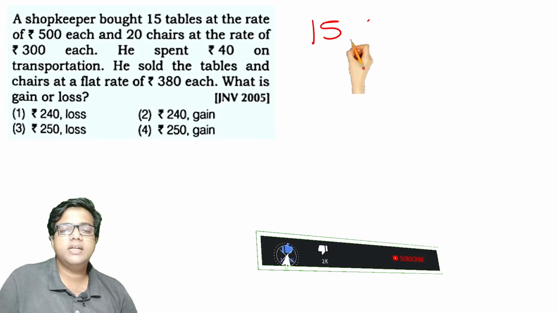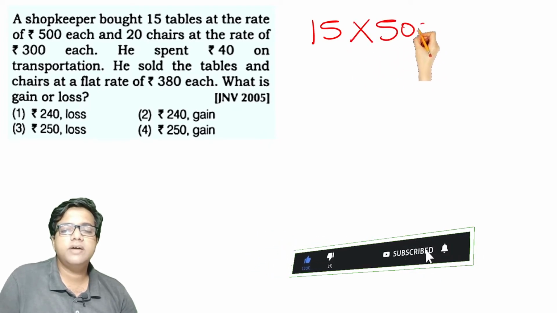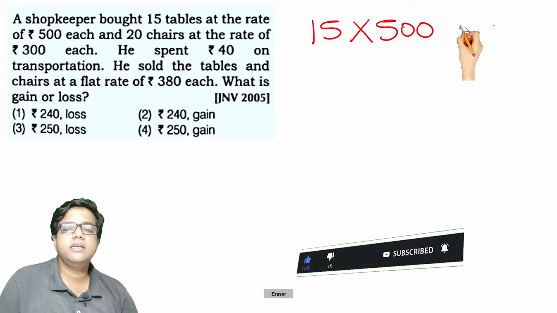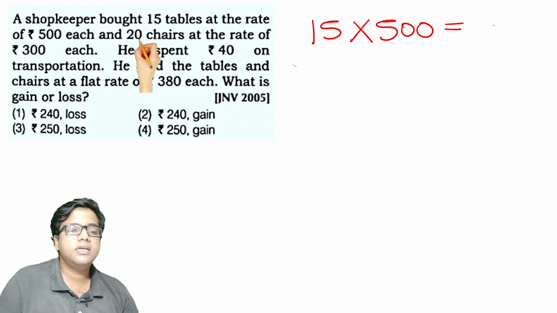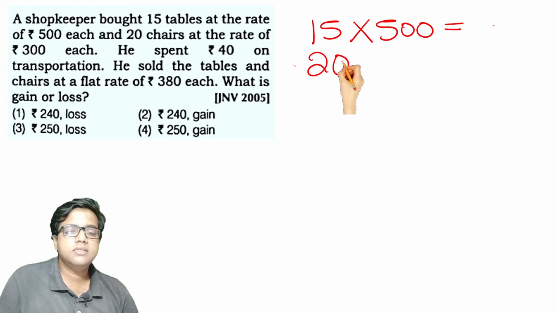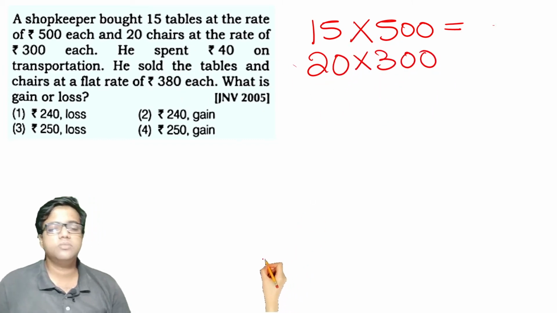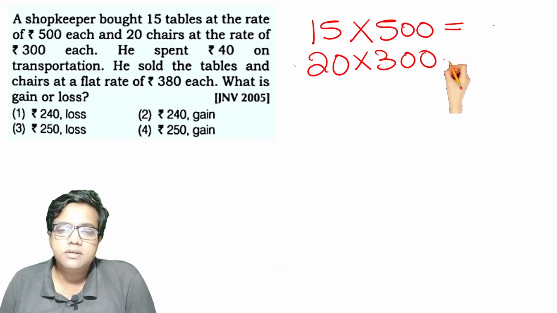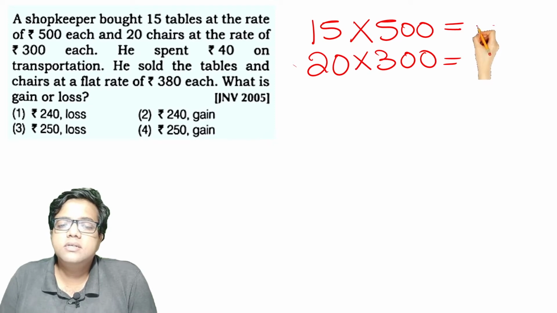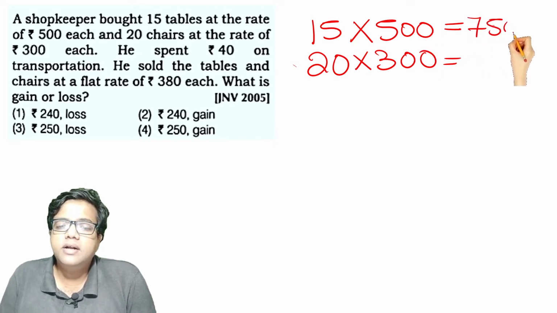He bought 15 tables and each of them cost him 500 rupees. This is the total money for tables. And what is the amount for chairs? He bought 20 chairs, each costing him at a rate of 300 rupees. And he also spent another 40 rupees on transportation, right? So 15 5s is 75 and 2 zeros.